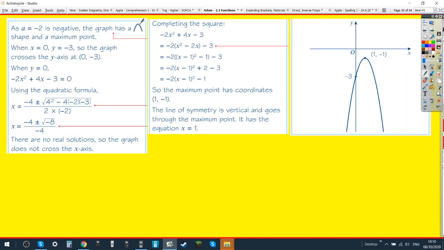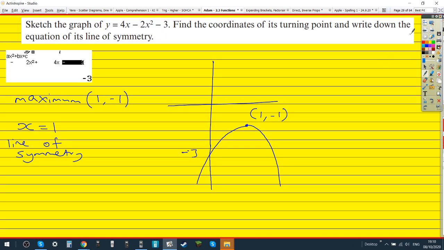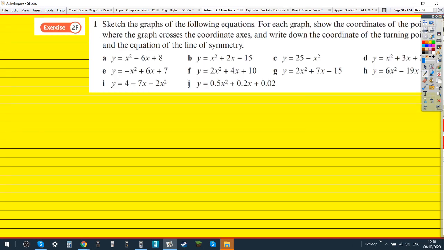Yeah, so it's a negative x squared, so it's got that shape. There's no real solutions. 1, minus 1, y-intercept of minus 3, and x equals 1. Great. Any questions about that? Nope. Okay, this is good.